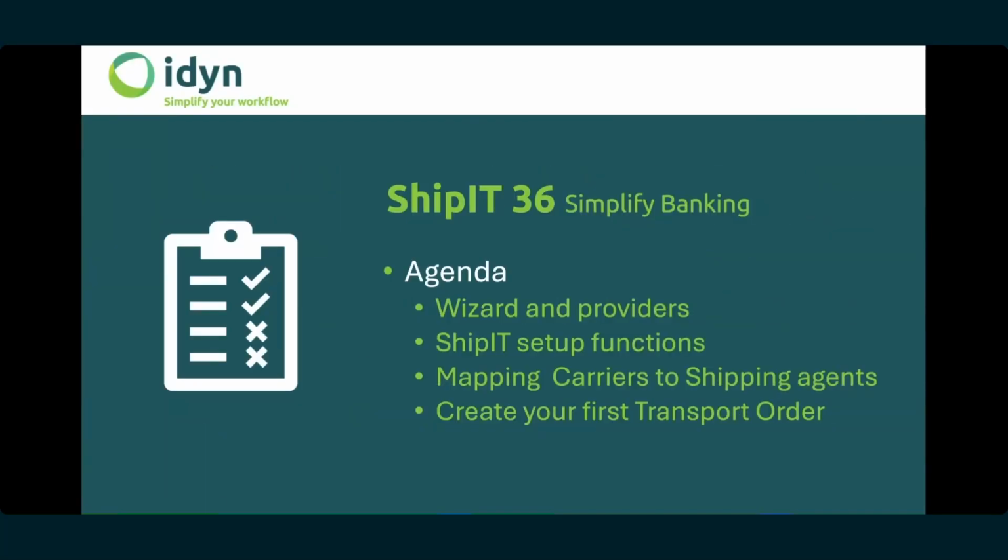For the agenda for today, what I want to show you this afternoon in this short session is how we can use the wizard and how we set up providers, what kind of ShipIT setup functions we have, and the basic mapping of the carriers and shipping agents so that you can use ShipIT 365 with Business Central and start basically booking your shipments from Business Central. And that's the last step on this part: just create your first transport order.